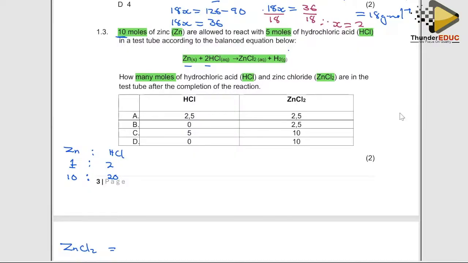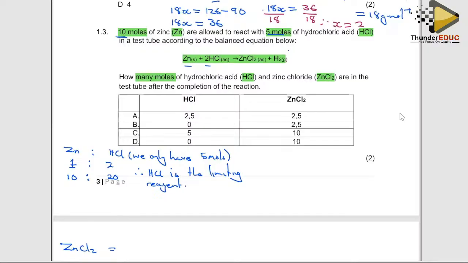Then after that, what are we given in terms of HCl? We are only given 5 moles of HCl. Therefore, according to this, HCl is the limiting reagent, or limiting reactant.